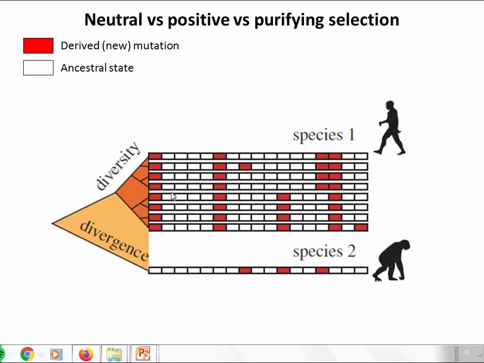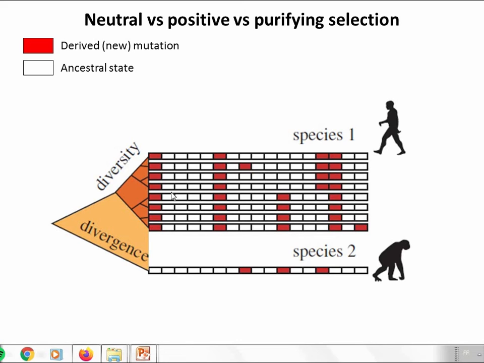Okay, so next, now I'm asking you to find the site or several sites that are potentially under neutral selection. So think about what a site under neutral selection is, and then we can continue.